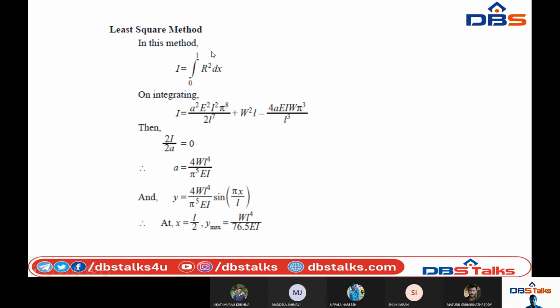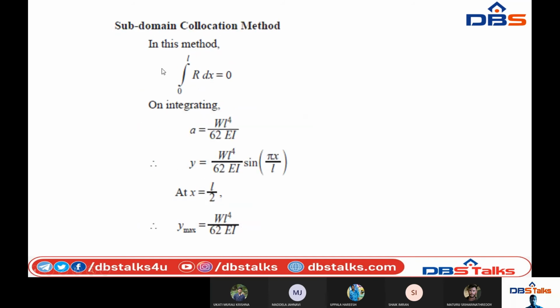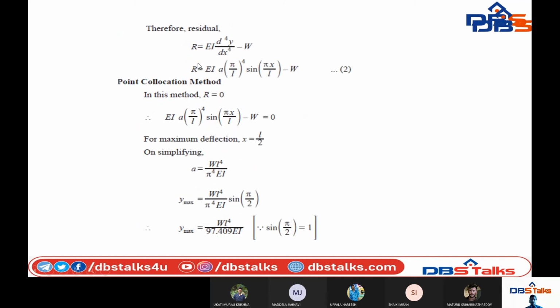In the least squares method, I is equal to the integral of the square of the weighted residual over the domain, which is set to a minimum. That means I is equal to the integral 0 to 1 of r square dx. In this least squares method, we are following the integral square. Already we know the value of r, that will be EI A pi by L power 4 sin pi x by L minus w.